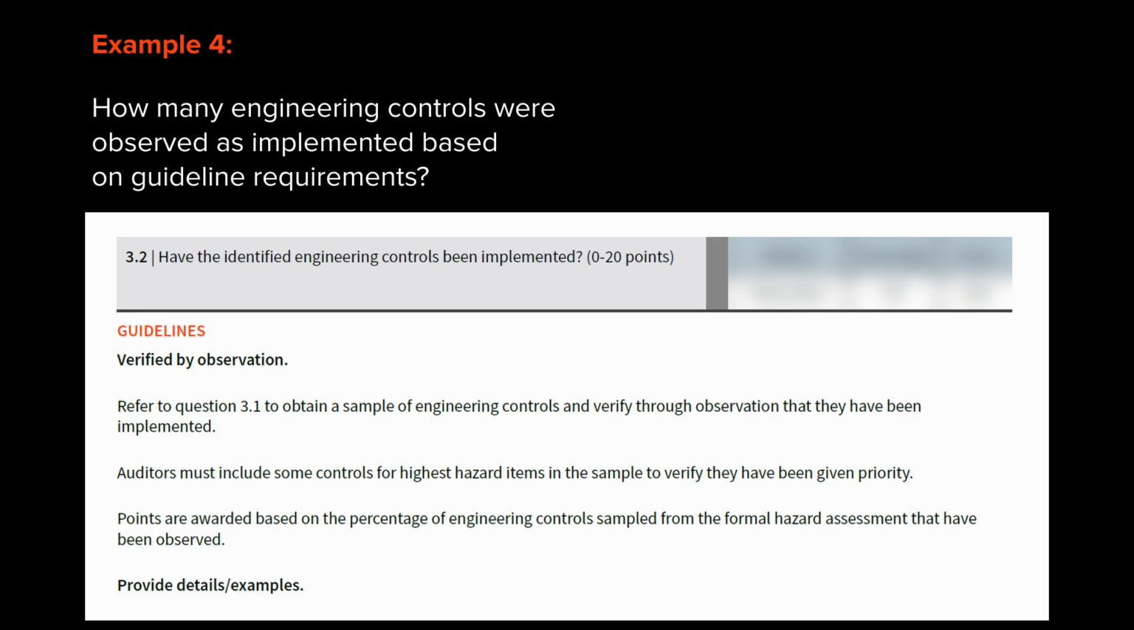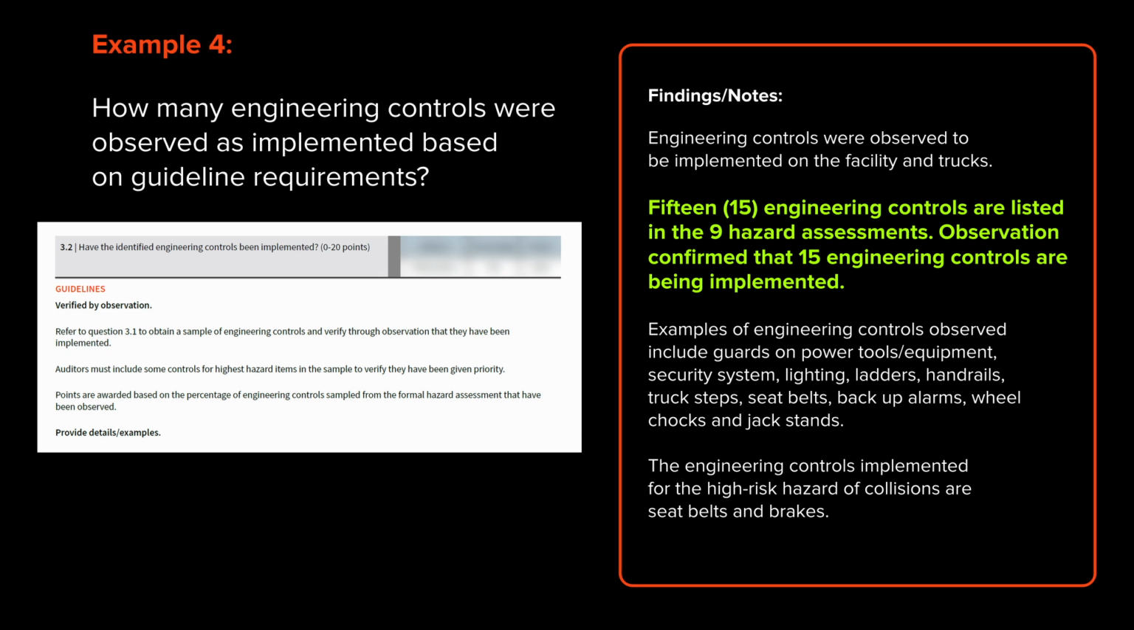Example 4 is also a cascading question, in this case, cascading from 3.1. How many engineering controls were observed as implemented based on guideline requirements? In the findings, provide the number of items you observed with comparison to what is required in the guidelines and question criteria.